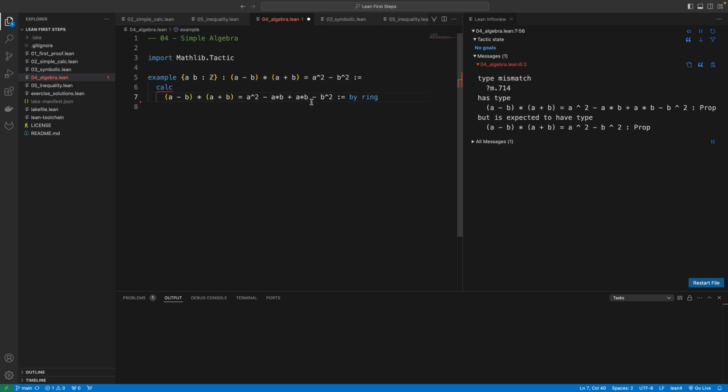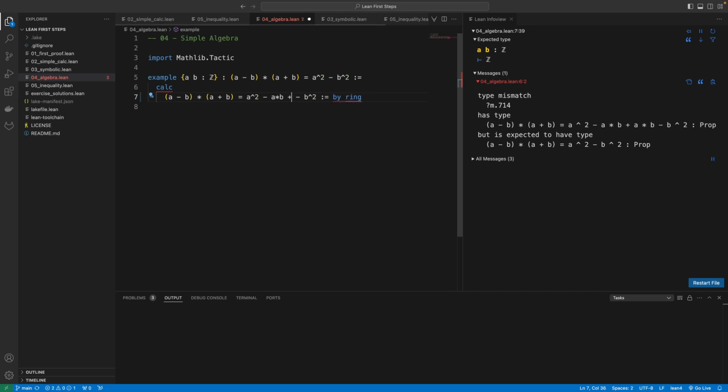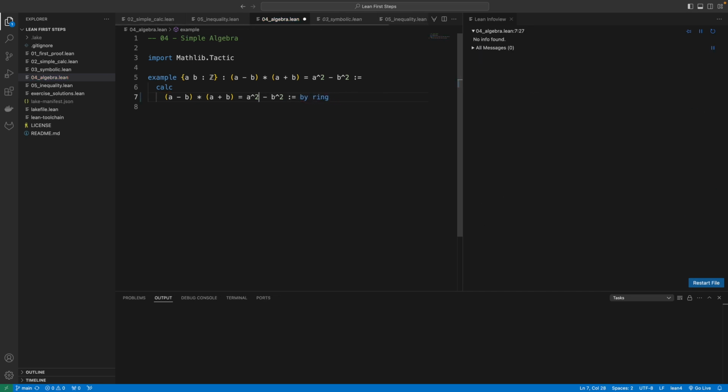And let's do this by hand. We're just going to remove those like terms. So minus AB and plus AB cancel out, and we're just left with A minus B times A plus B equals A squared minus B squared, and we can justify that by ring. And that is one line, and ring, which does algebra, has done both of those steps.